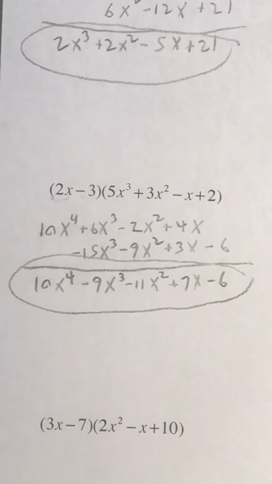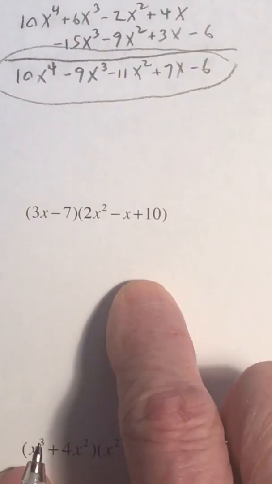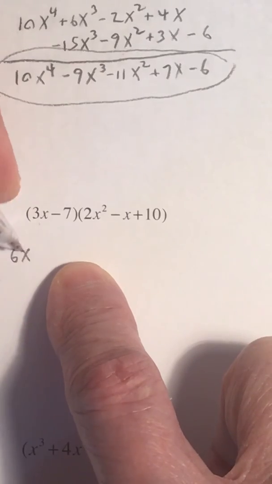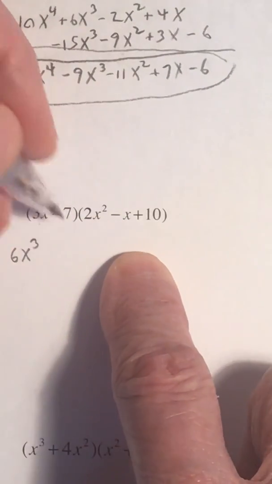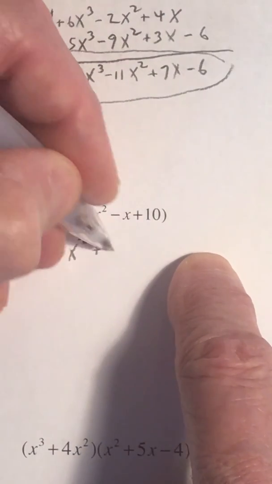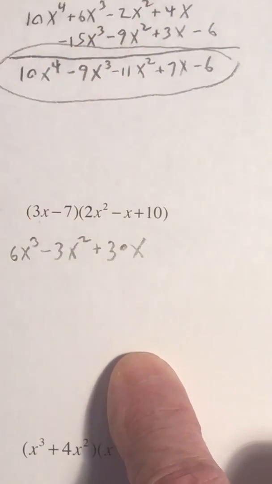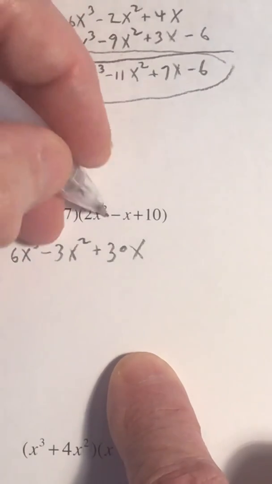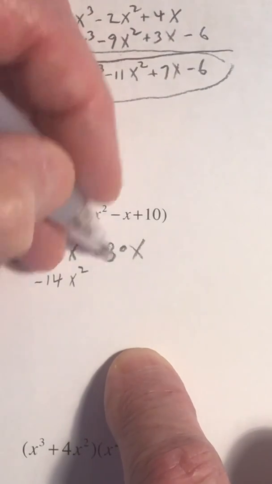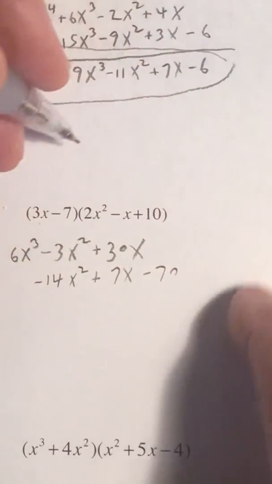Let's just keep going down. I think it's easier that way. So these two things, multiplying these three things. So 3x times 2x squared, we get 6x to the 3rd, and 3x times minus x, we get minus 3x squared. And 3x times 10, we get plus 30x. Now we're multiplying by the negative 7, or the minus 7. Minus 7 times 2x squared, we get minus 14x squared, and then plus 7x, and finally minus 70.